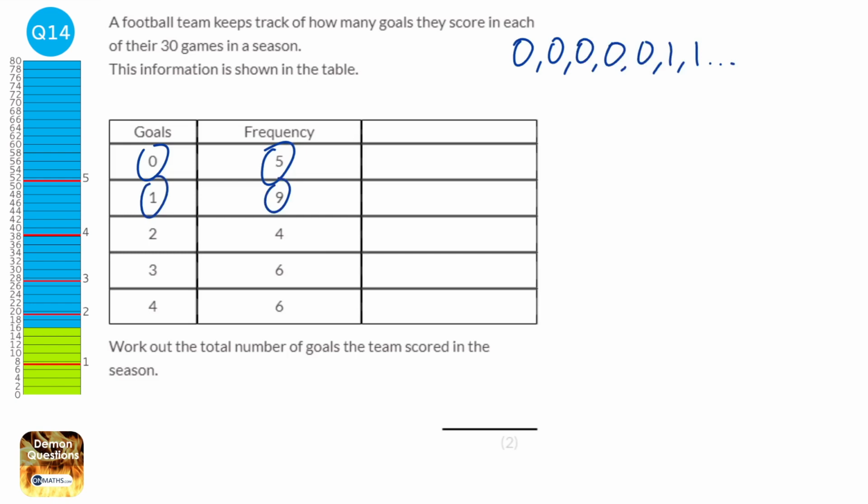Okay, so when we're looking to see the total number of goals scored in the season, we could write them out as a list and then add them up. But a quicker way of doing that is just multiplying the amount of goals by the frequency.